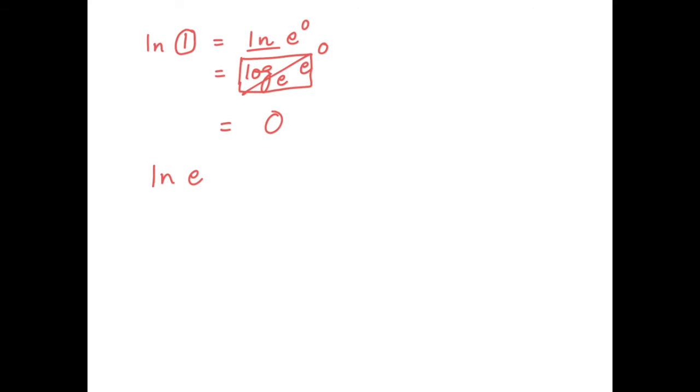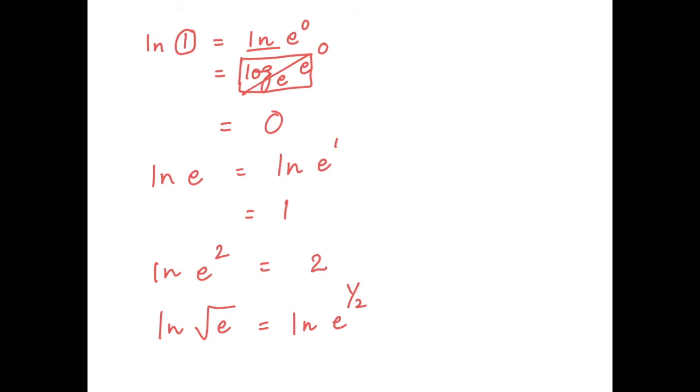ln e will be ln e to the power 1, so the answer would be 1. ln e to the power 2, so we can say it will be 2. ln square root of e will be ln e to the power half, so the answer would be half. Now ln 1 over e, we can represent it as ln e to the power minus 1, so the answer would be minus 1.